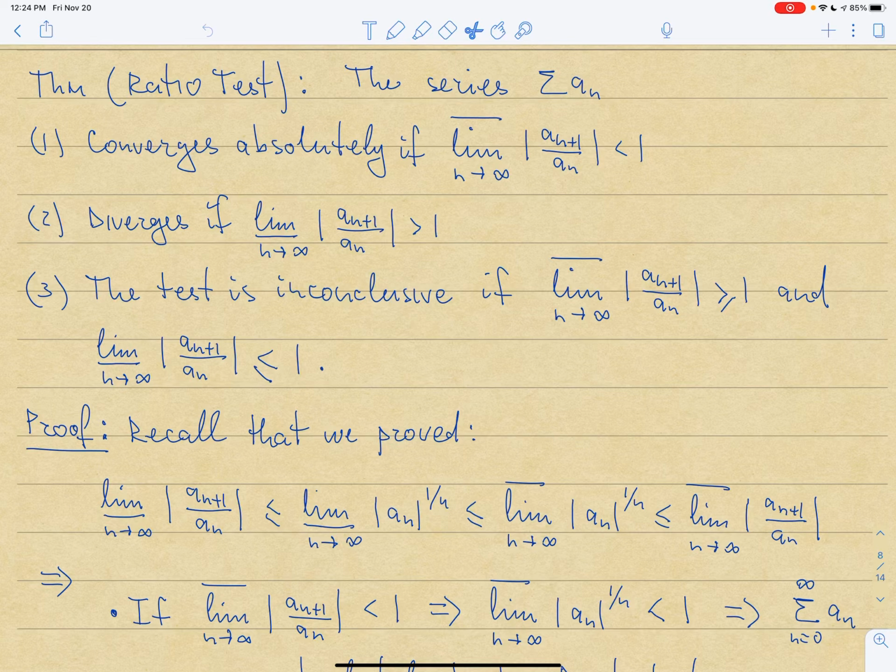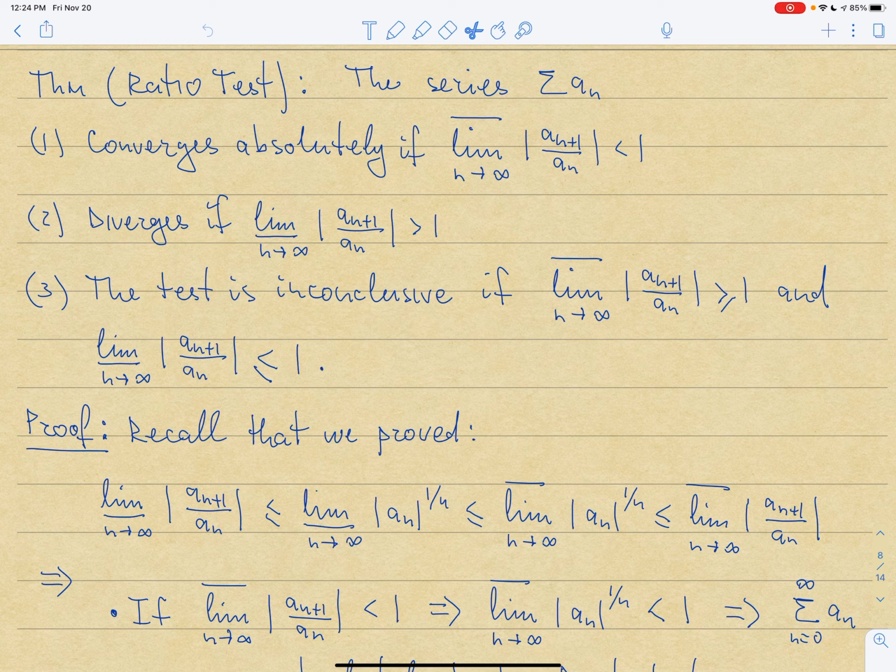In this lecture, we're going to continue with discussing various tests for convergence of series. And the first one that we're going to discuss will be the ratio test, which actually turns out to be an immediate consequence of the root test. So first of all, let me remind you what the ratio test says.